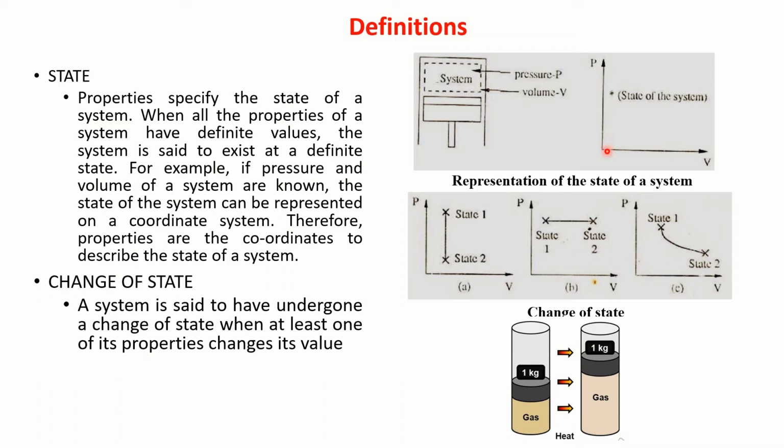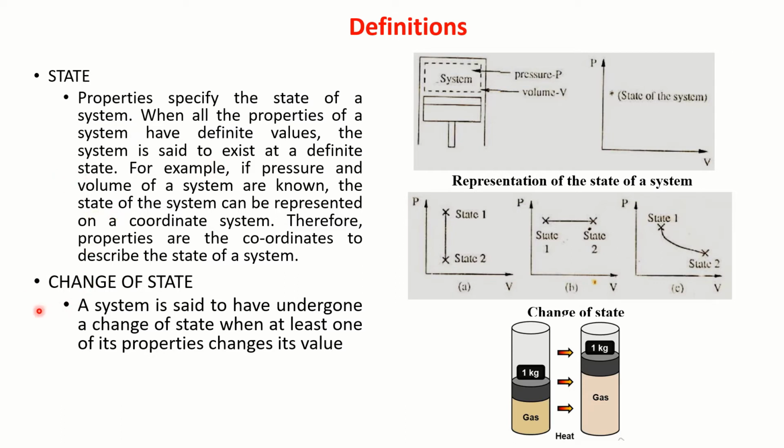If I have a coordinate system, pressure and volume, I know what is the volume value. I know what is the pressure value. I can mark this. This is what I call the state of the system. Means if you know the properties of a system, we can always define the state of the system. So we say properties specify the state of a system. When all the properties of a system have definite values, the system is said to exist in a definite state.